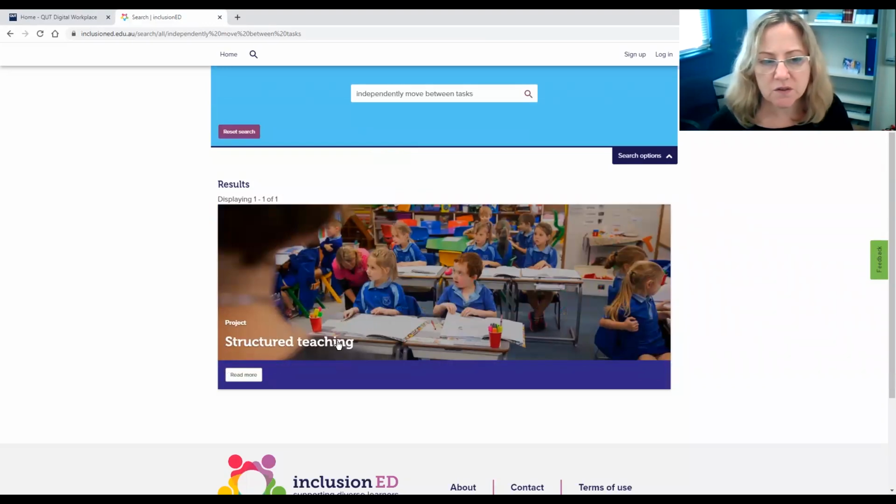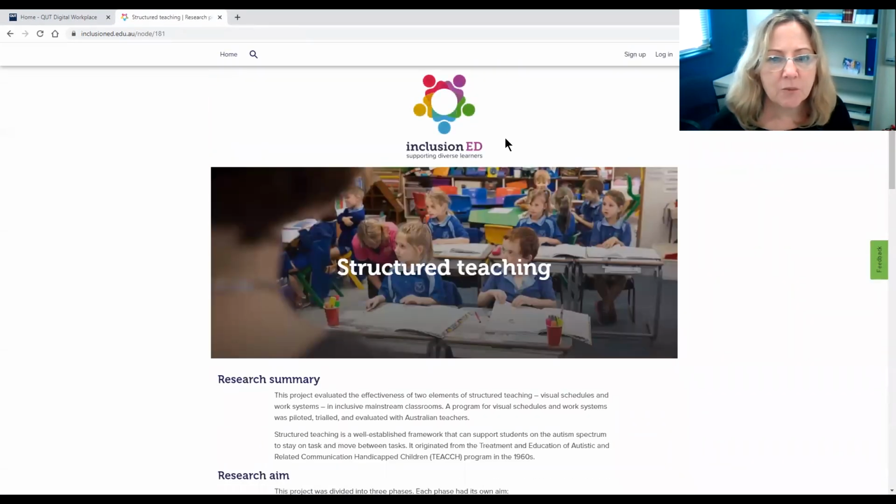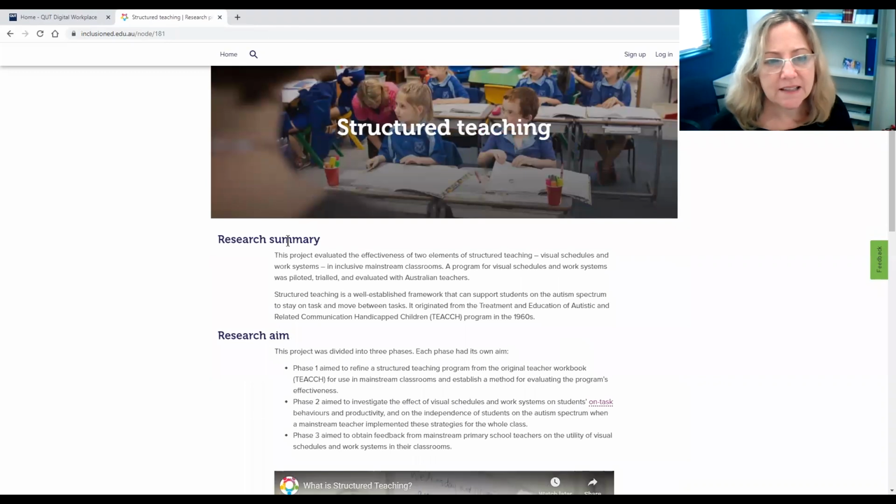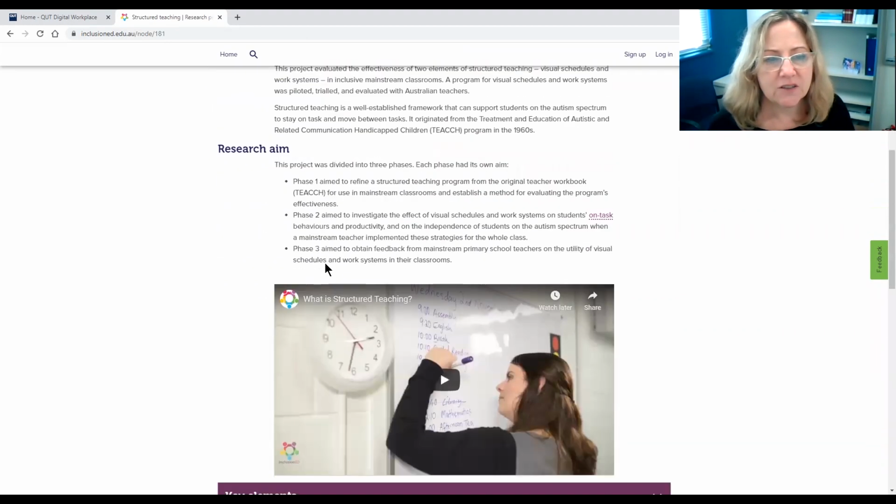Here's a project called Structured Teaching. I'm going to read more about this. This will take me to the evidence base. And within Inclusion Ed, we can see that the summary is about the project, and it's evaluating the effectiveness of two elements: visual schedules and work systems. Okay, that sounds fairly interesting.